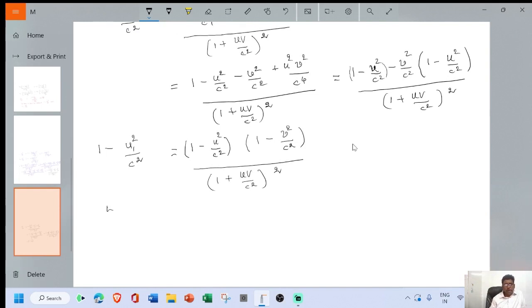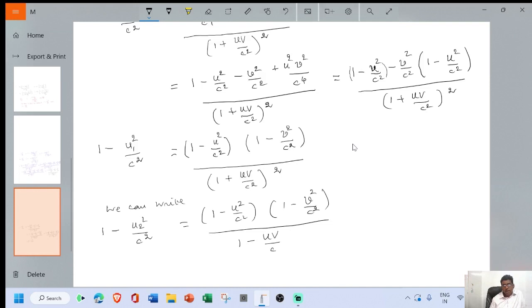Similarly, we can write 1 minus u2 square by c square, which is equal to 1 minus u square by c square into 1 minus v square by c square divided by (1 minus uv by c square) whole square. Just we have to change the sign of u as minus u. This is the value of 1 minus u1 square by c square. This is the value of 1 minus u2 square by c square. Now we have to find out the value of 1 minus u2 square by c square whole divided by 1 minus u1 square by c square.